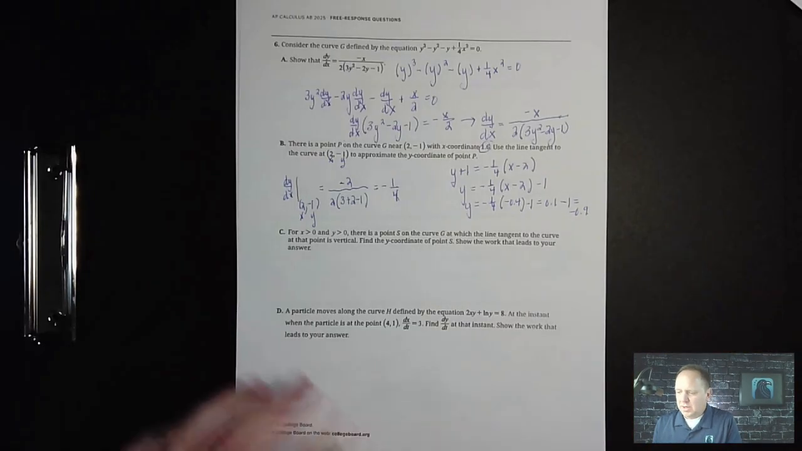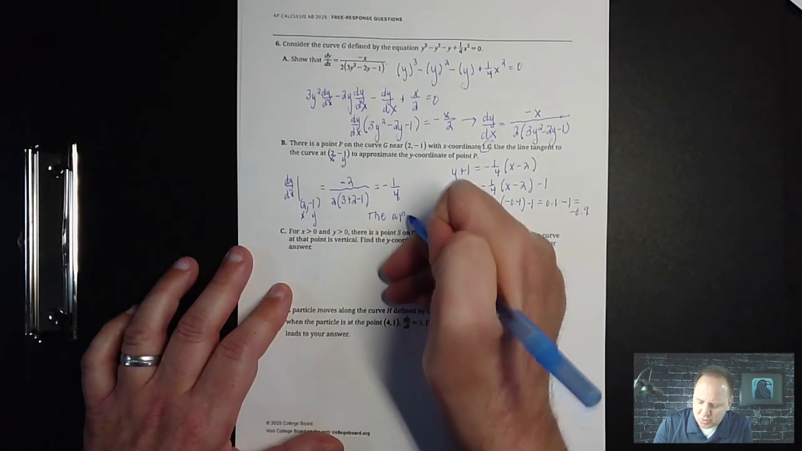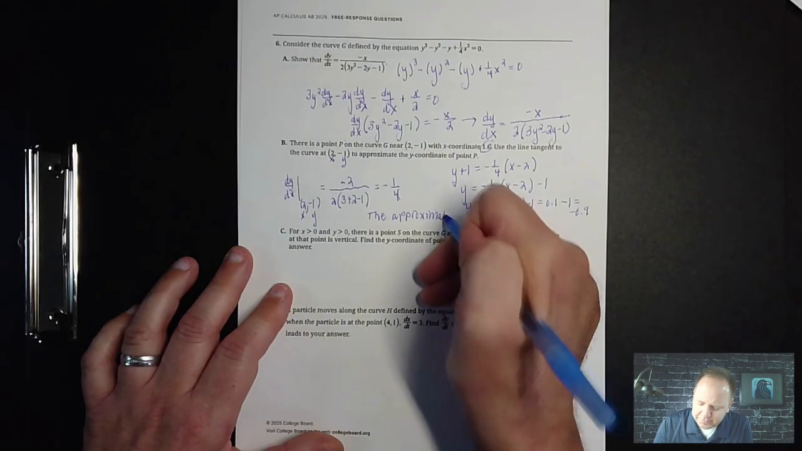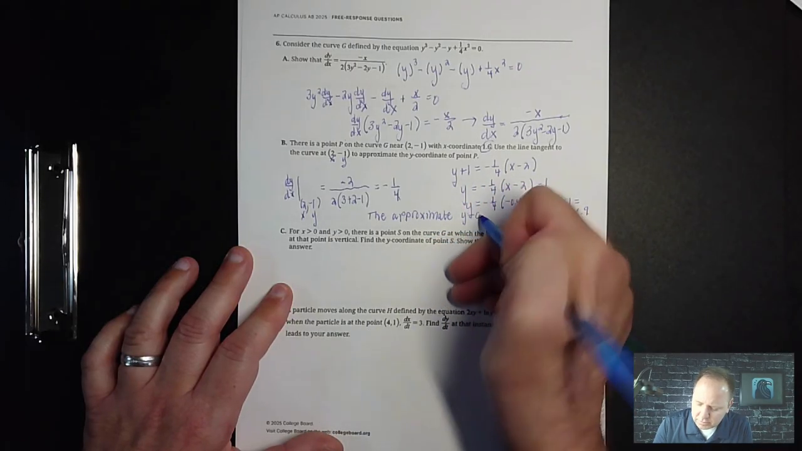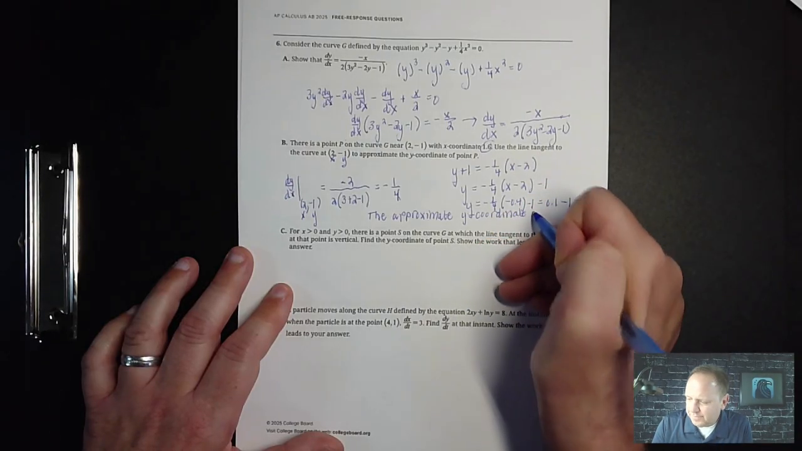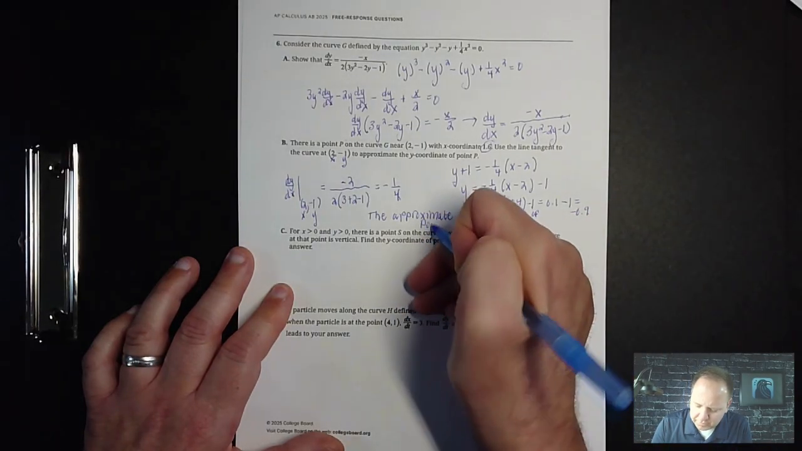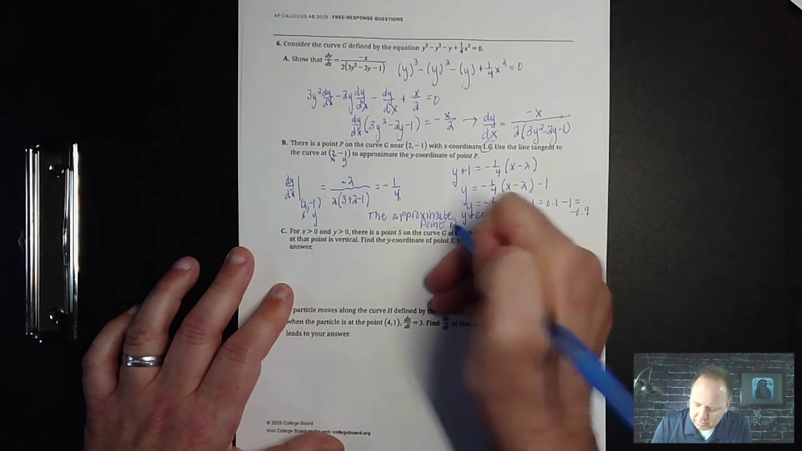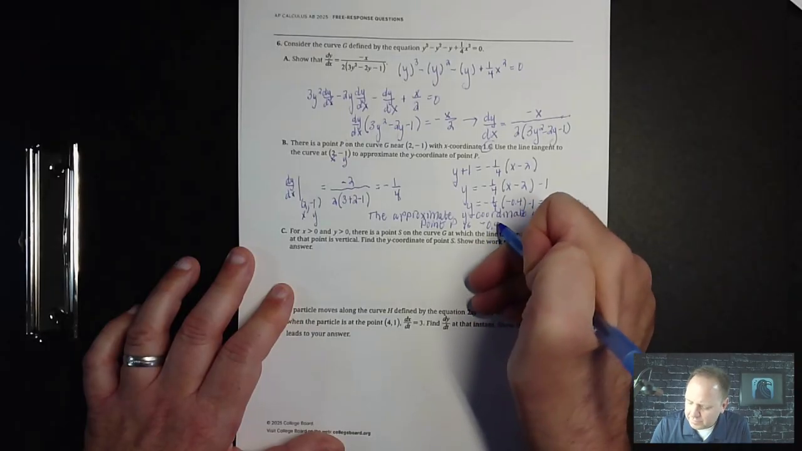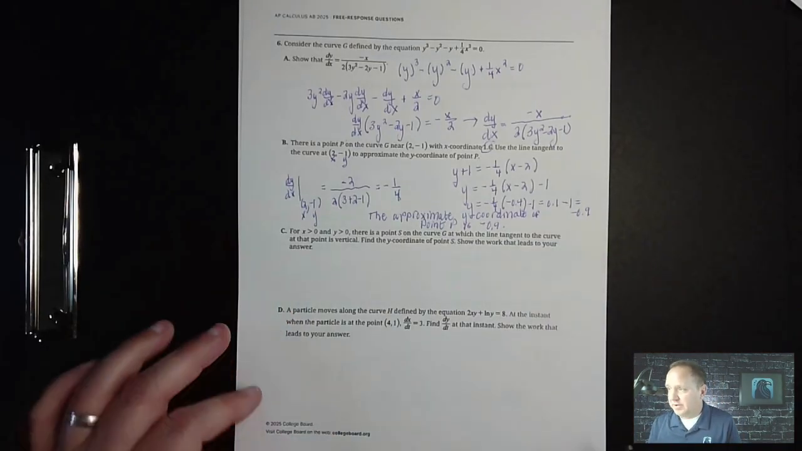And then I would just write a sentence using their words. The approximate y-coordinate of point P is negative 0.9. If you wanted to put a 0 on, that'd be fine too.